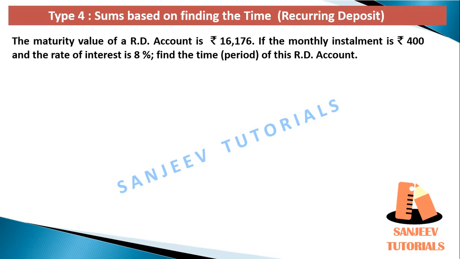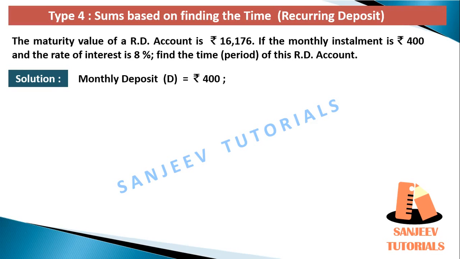This is our last type of sum where we are supposed to find time. The question is, the maturity value of a RD account is rupees 16,176. If the monthly installment is rupees 400 and the rate of interest is 8%, find the time of this RD account. So the data provided to us is as follows.